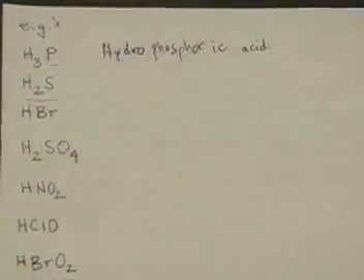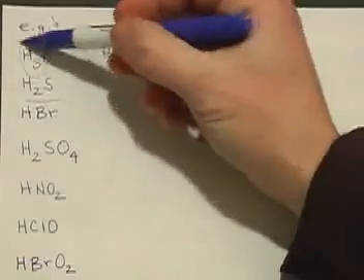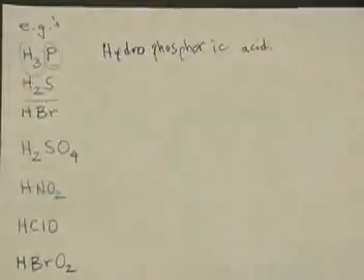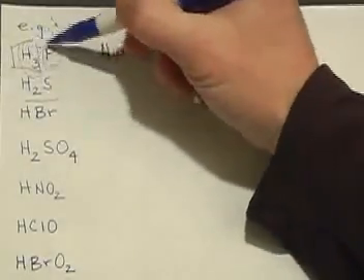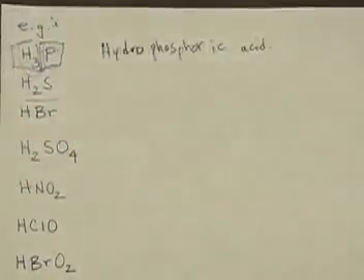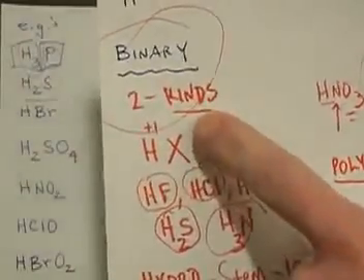Now, some people might be jumping up and down right now and say, this contains 3 hydrogens and a phosphorus. How can that be binary? That's 4 different atoms in there. Right, it is 4 different atoms. But remember, it's only 2 kinds of elements, hydrogen and phosphorus.